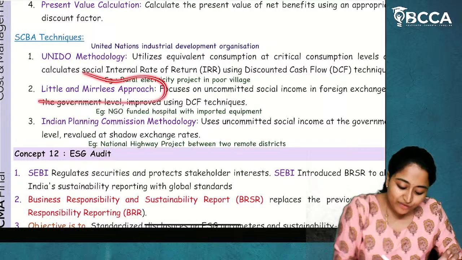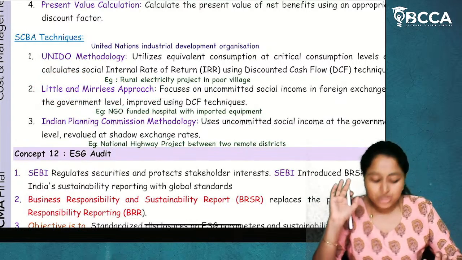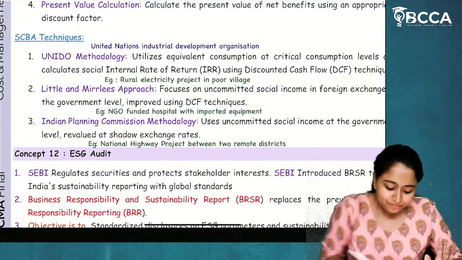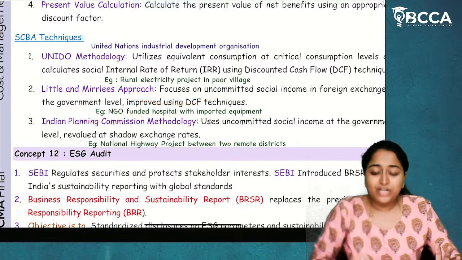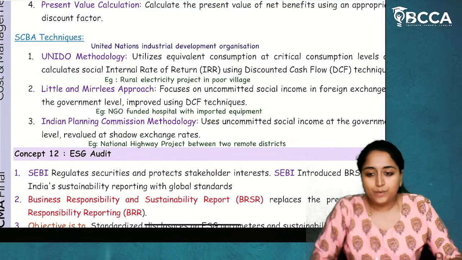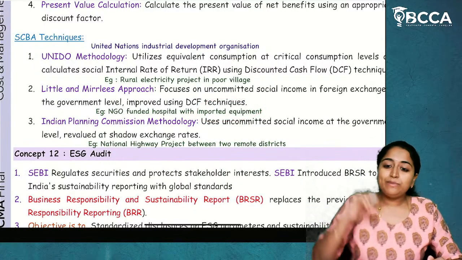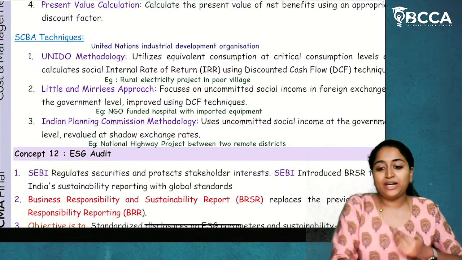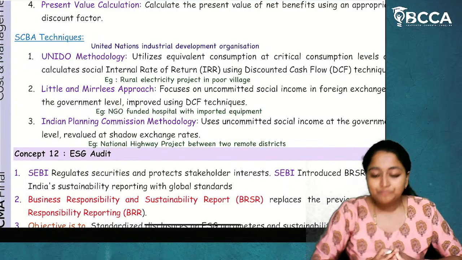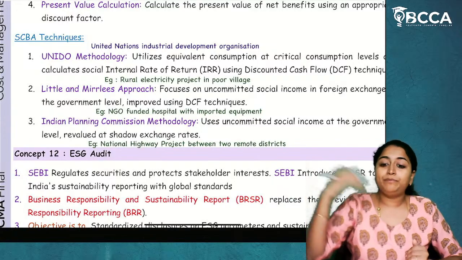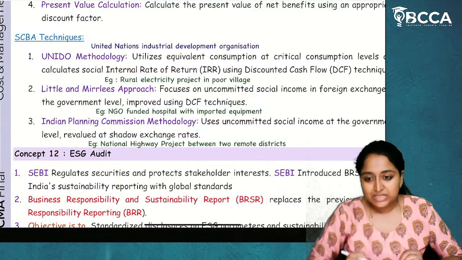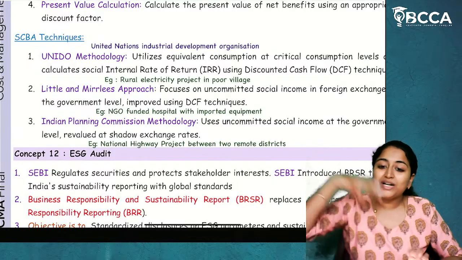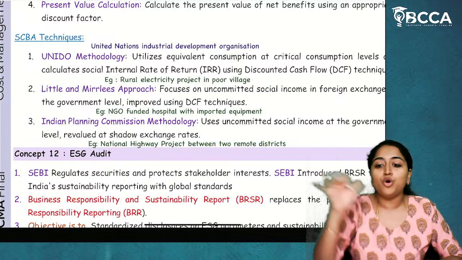Second, they can go for the Little and Mirrlees approach, which means they focus on uncommitted social income. For example, NGO funded hospitals with imported equipment. Now, NGOs will try to incur cost for society development. They will try to bring funds from foreign countries. To bring those funds, they will get foreign exchange. To bring that foreign exchange into India, they have to incur more expenses.